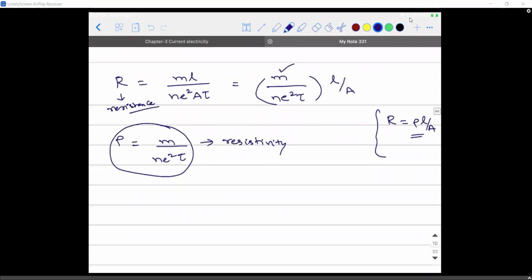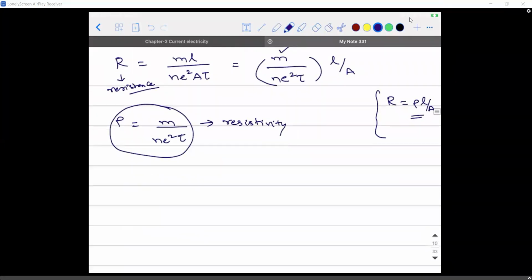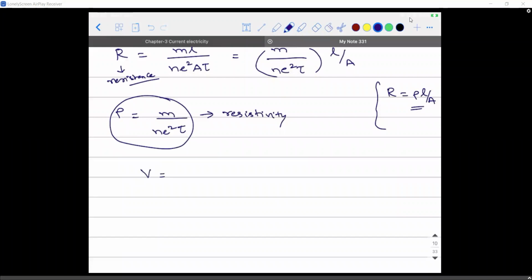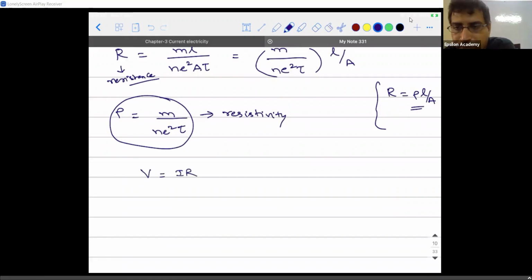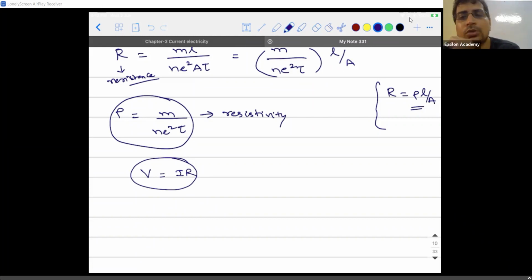Sir, can you say the difference between resistance and resistivity once? Okay, let me first finish this. You would have studied Ohm's law in your lower grade, V is equal to IR. Can someone state Ohm's law instead of telling me the mathematical expression? At a constant temperature, the potential is directly proportional to the current flowing. If you don't use the words constant temperature, is that statement valid?